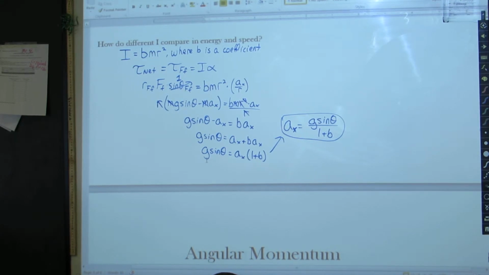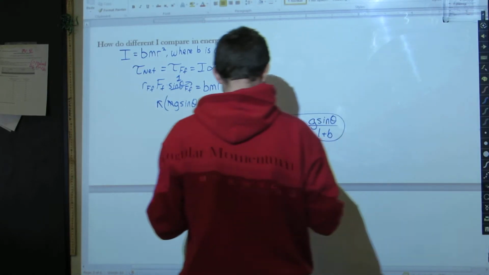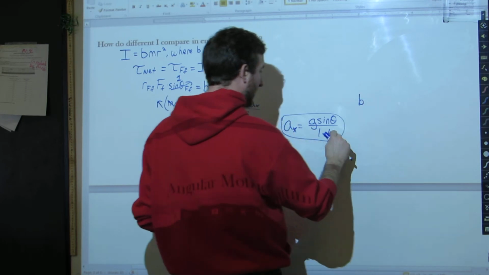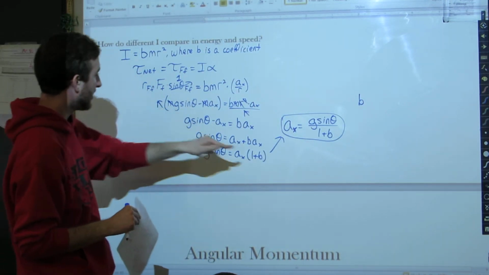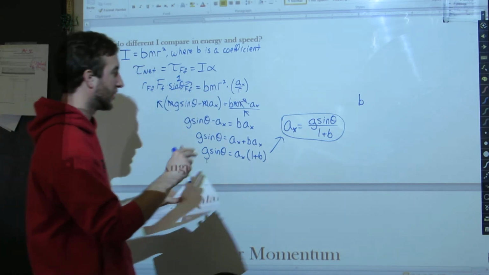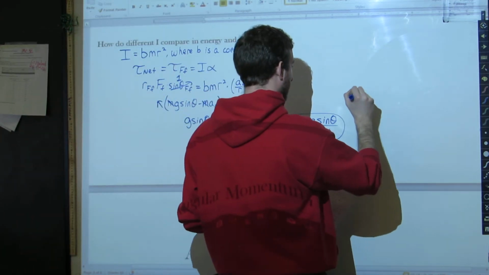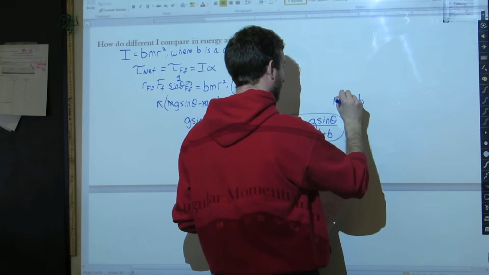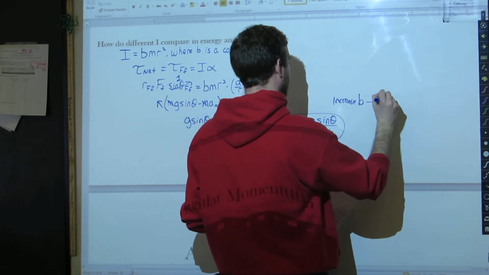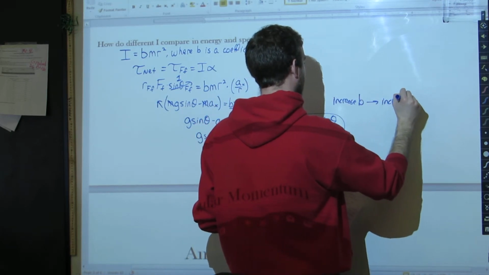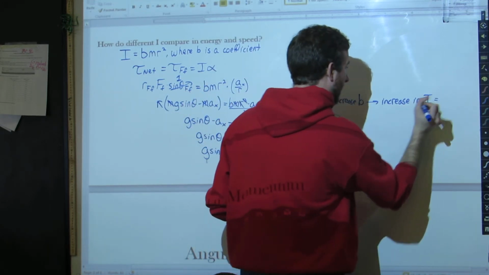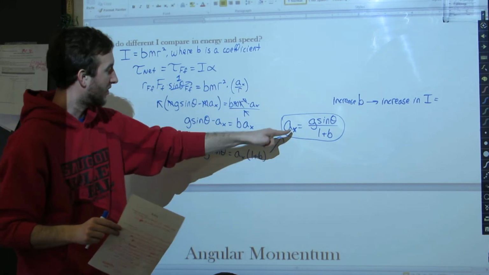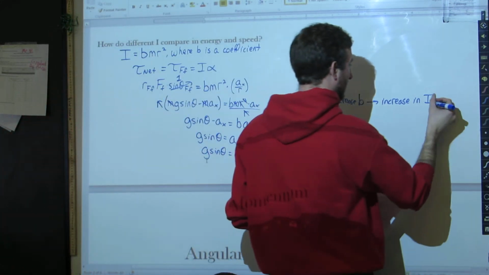Alright, got a few more minutes, good. So, here's what this tells us. If we increase b, the coefficient back here with the moments of inertia, the moment of inertia increases. So increasing b leads to an increase in the moment of inertia. And what we saw is that this also leads to a smaller acceleration.